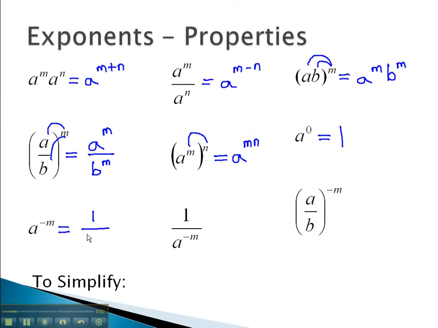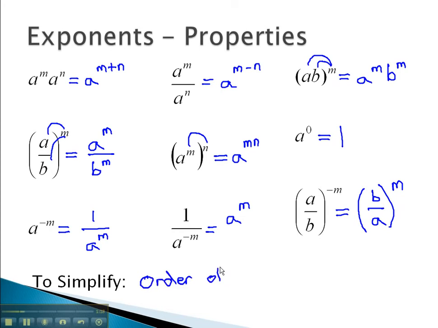A negative exponent moves the a to the m to the denominator, now with a positive exponent. Similarly, if the negative exponent's in the denominator, it moves to the numerator. Or if the negative exponent is on a fraction, the fraction will flip over, making the exponent positive. As we simplify expressions using these properties, we will keep in mind the order of operations to allow us to simplify as much as possible.